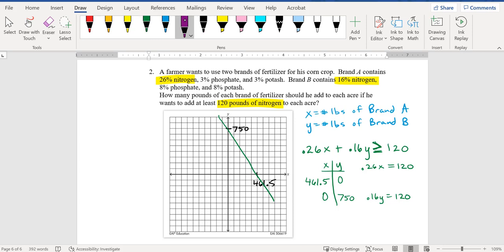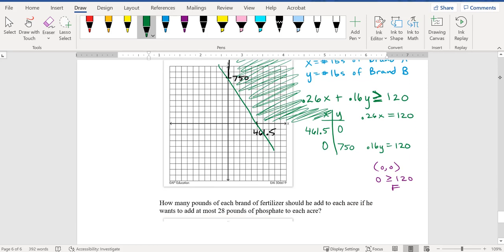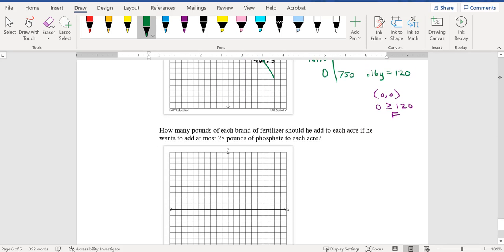Okay, if I plugged the test point 0, 0 in, I would get 0 bigger than or equal to 120. That's false. I don't want to shade 0, 0, and I want to keep these axes. If I can't have negative amounts of fertilizer, my answer would be this shaded region up here.